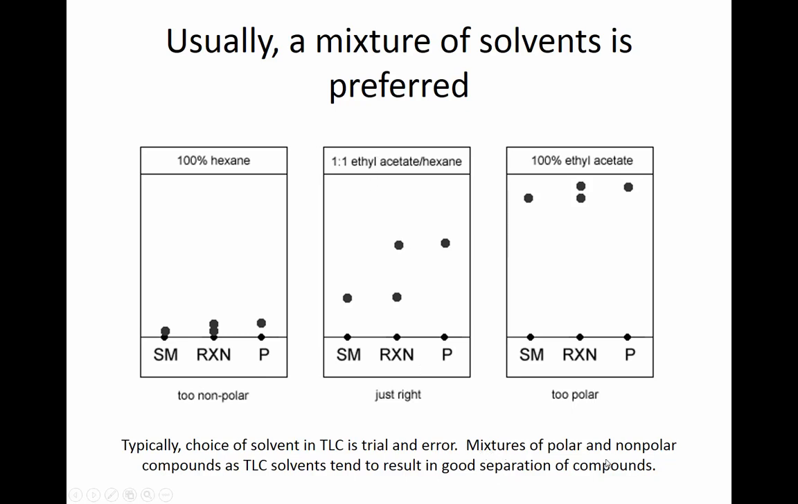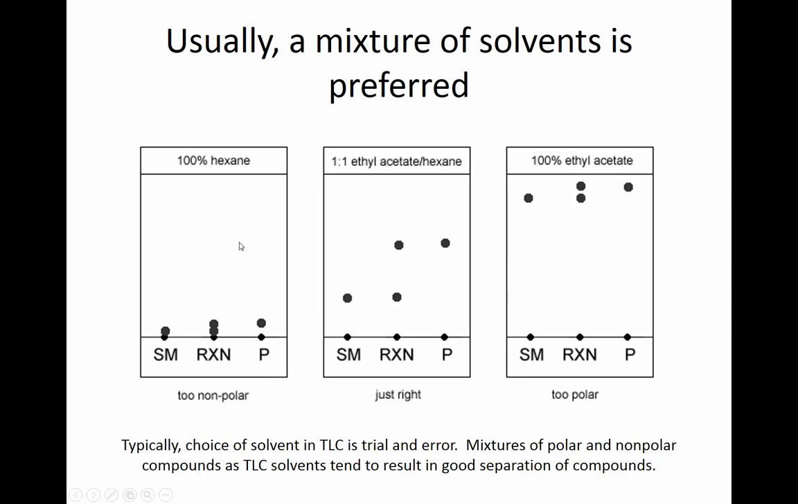And so you would typically use some mixture of polar and non-polar compounds. Like before I talked about using water as one of the components, as well as some more hydrophobic things. This is typically what's done. We have a mixture of different types of compounds as TLC solvents. And these lead to pretty good separation of compounds. You can see why that is.